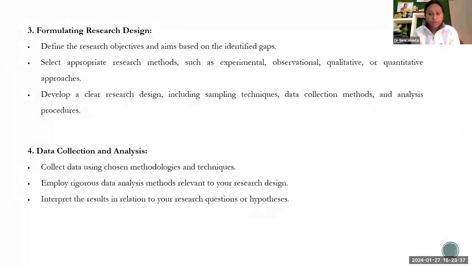Then we'll have to perform data collection and analysis based on the methods that you have employed previously, and all the data that you have secured or generated, including archival resources. You'll have to collate all the data and employ rigorous data analysis methods relevant to your research design. Based on the results, you have to interpret them in relation to your research questions or hypotheses, which will help you answer the research questions and validate or invalidate your hypotheses. Next slide.